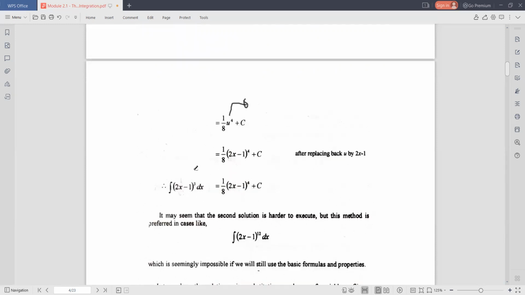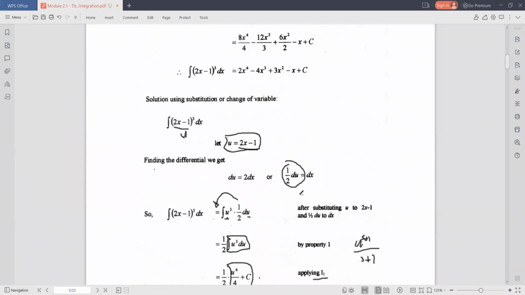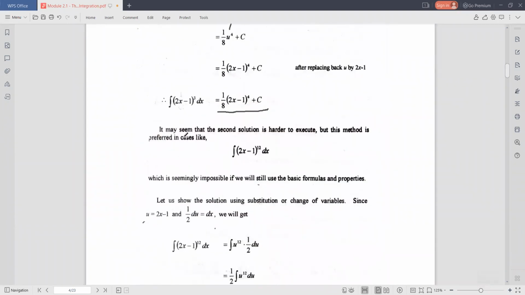So therefore, your final solution now or your final answer would be 1/8 times 2x minus 1 quantity raised to 4 plus c. Okay, so the same lang, diba? So the same process. So it means that the substitution to execute is preferred in cases like, let's say, 2x minus 1 raised to 12. Okay, so this is possible, or well, if we still use the basic property.